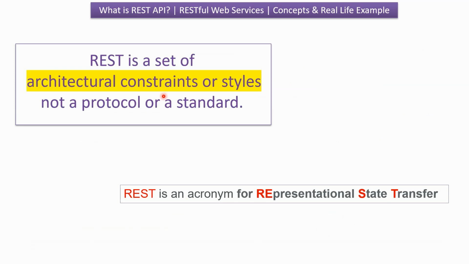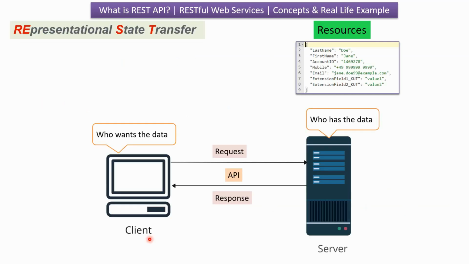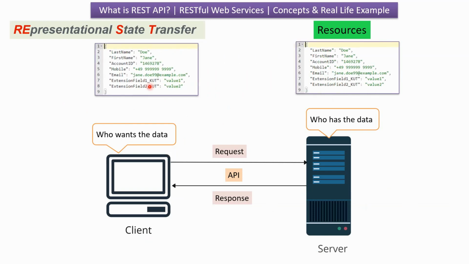REST is a set of architectural constraints or styles. REST is not a protocol and REST is not a standard. REST is an acronym for Representational State Transfer. Here you can see the client and here you can see the server, and the server has resources. Suppose the client asks for a particular resource, then the server sends a representation of that particular resource. The resource will be there in the server, but the server will send a representation of that resource, and that is the reason you can see the word representational here.